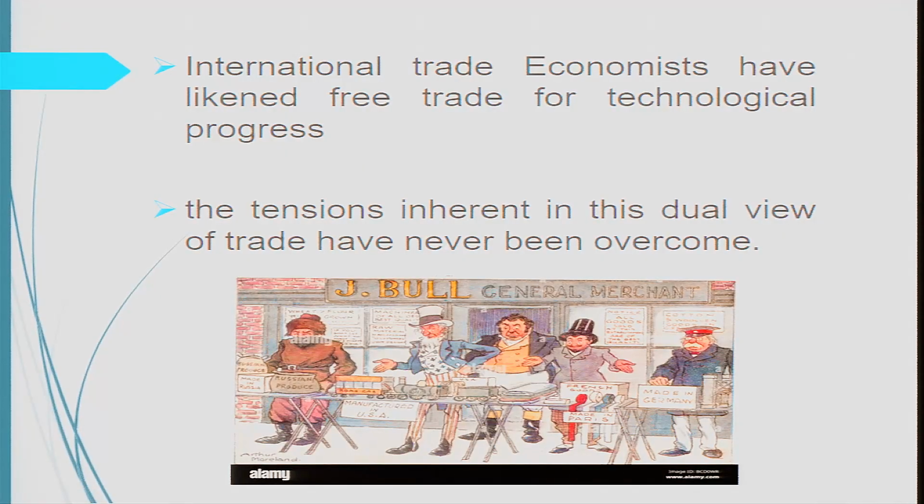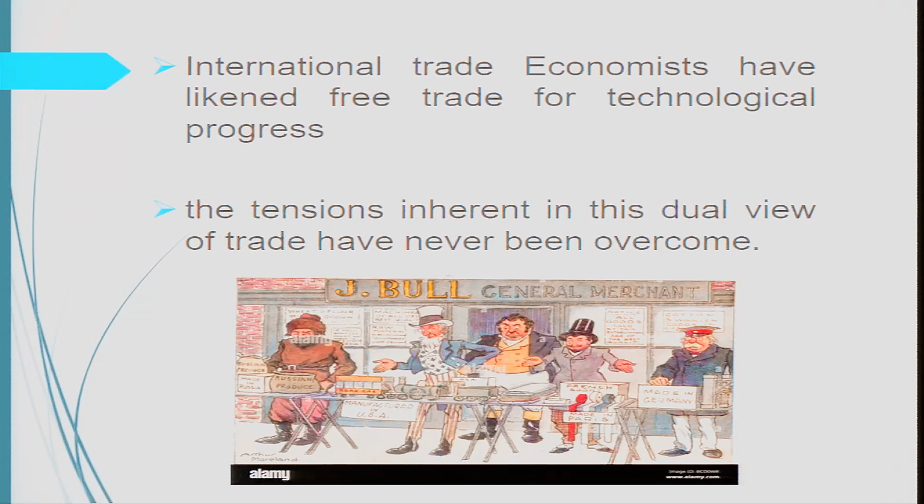The tension inherent in this dual view of trade has never been overcome. As stated earlier, what will be the benefit or outcome of trade between nations, or of cross-border trade, that kind of debate has existed till date. You can see here in the cartoon that I am showing, there are various representatives of countries, and they are all trying to show their products. One shows that their product is better than the other's, and all these representatives are trying to get the best price for their product.